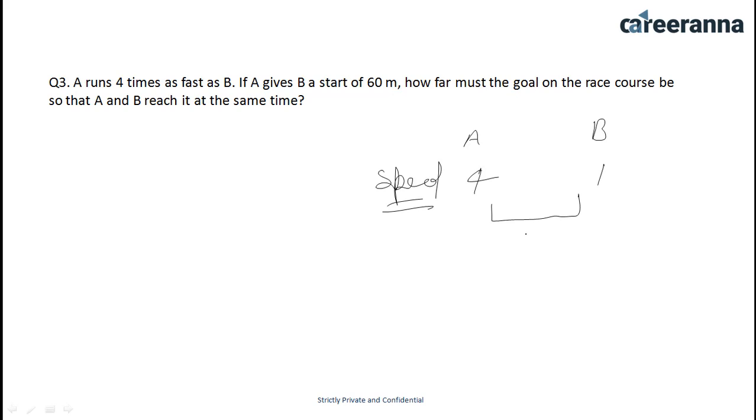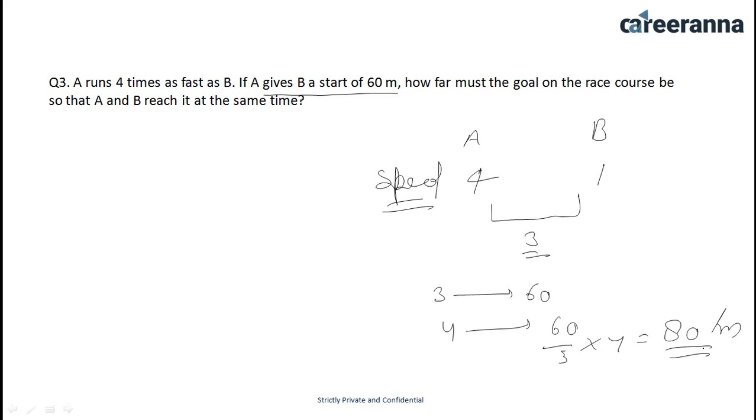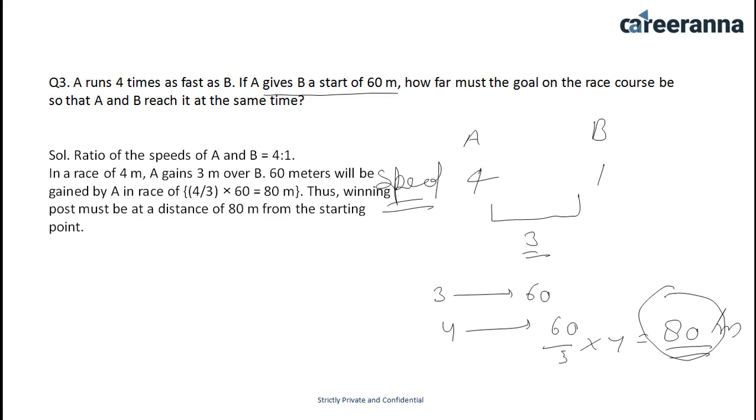So here is the difference of 3, and it is given that they reach the final point at the same time. So we can see that A gives a start of 60 meters to B. So 3 is 60, then 4 would be 60 divided by 3 into 4. It will give you 80 meters. So the total length of the track would be 80 meters. Here is the solution. Let us move on to the next question.